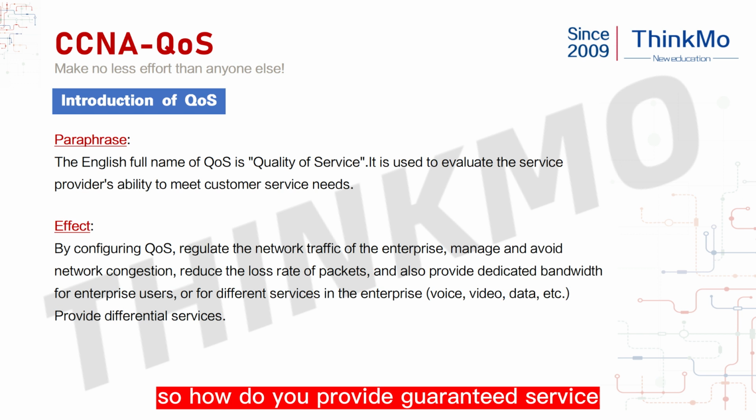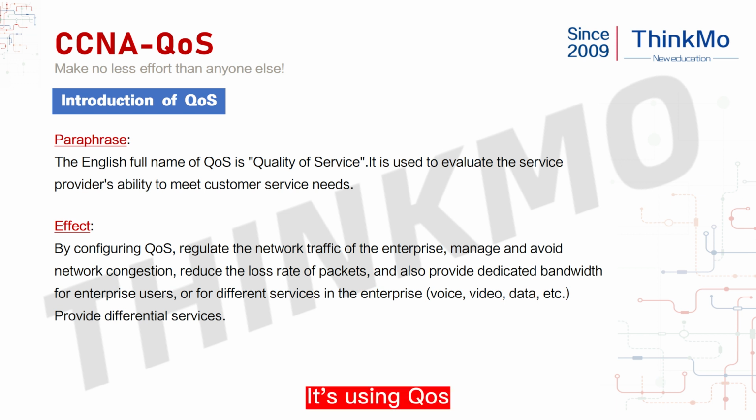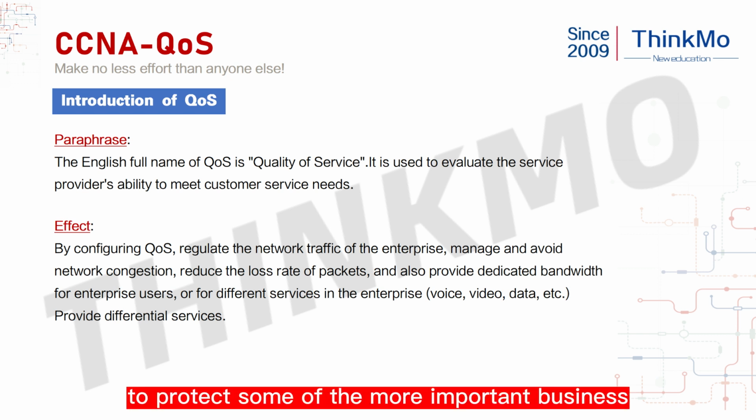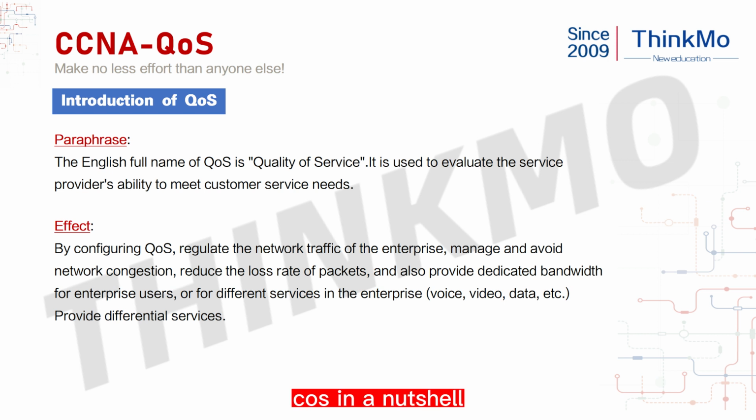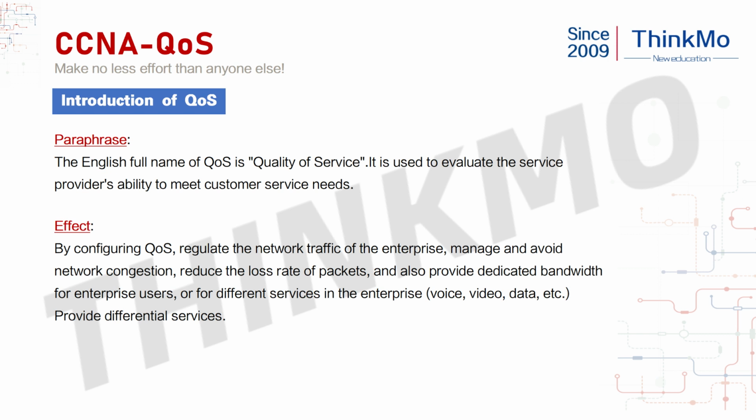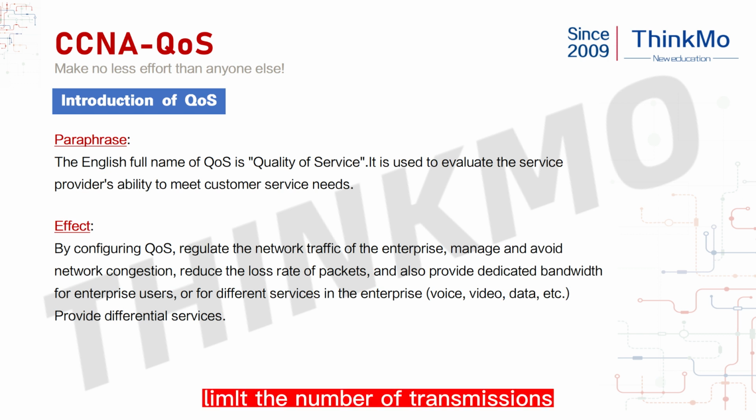So how do you provide guaranteed service? It's using QoS, which we call quality of service. This thing can operate in a limited bandwidth environment to protect some of the more important business. QoS in a nutshell is what you know as the speed limit, the speed limit for a service, limiting the transmission to one or two channels.